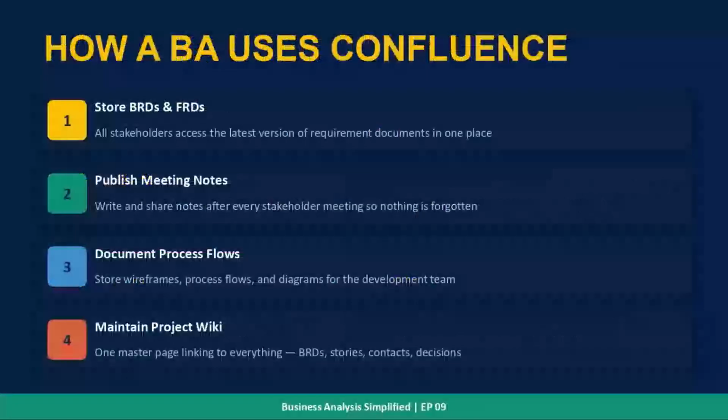As a business analyst, Confluence is your documentation home base. You store your BRDs and FRDs, so all stakeholders can access the latest version in one place. You write and publish meeting notes after every stakeholder meeting. You document process flows and wireframes for the development team. And you maintain a project wiki, a central page that links to everything the team needs. JIRA and Confluence also integrate directly. You can link a Confluence page to a JIRA ticket so requirements and work items stay connected.